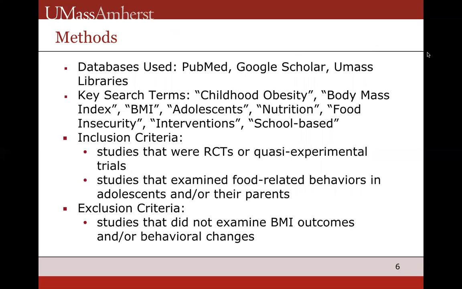Some of our inclusion criteria were studies that were randomized control trials or quasi-experimental trials, as well as studies that examined food-related behaviors in adolescents along with their parents. Some exclusion criteria were studies that did not examine BMI outcomes and/or behavioral change.